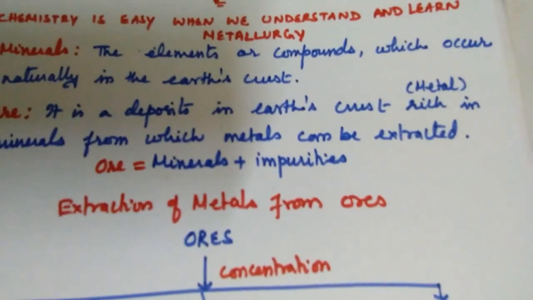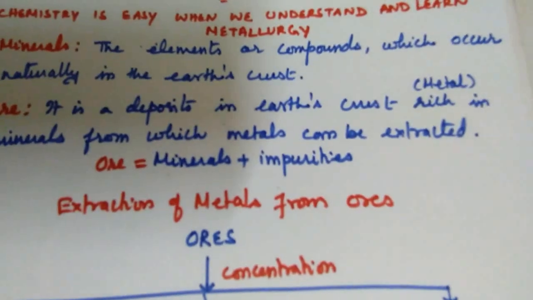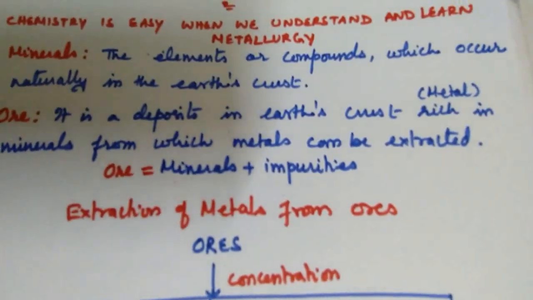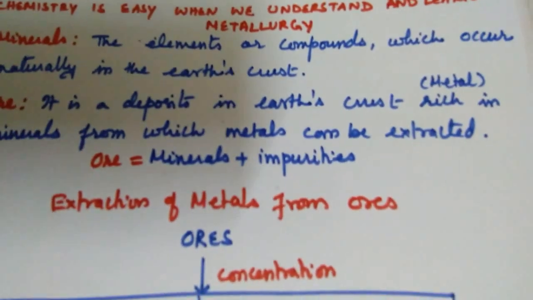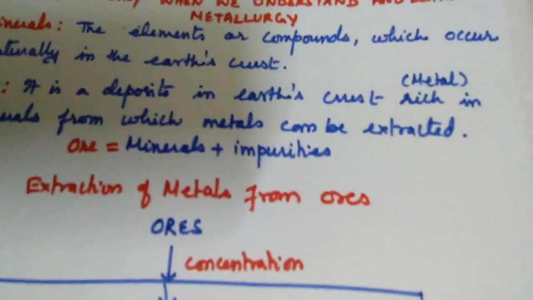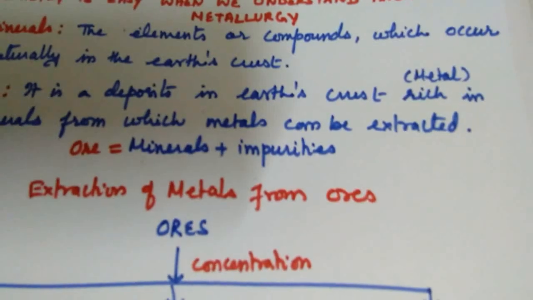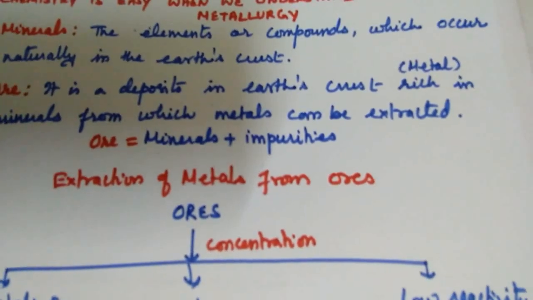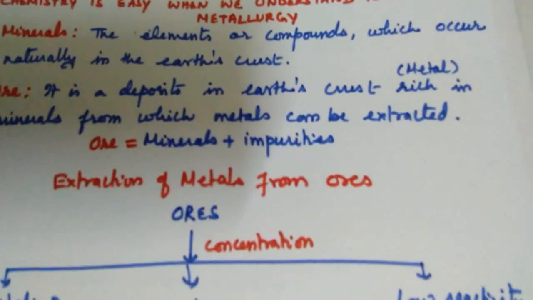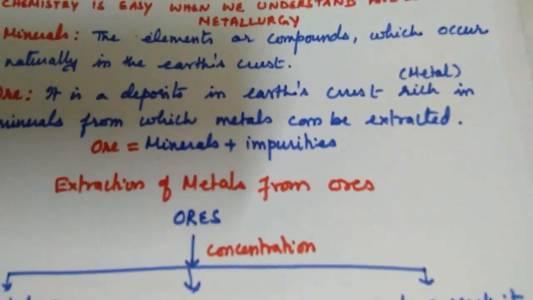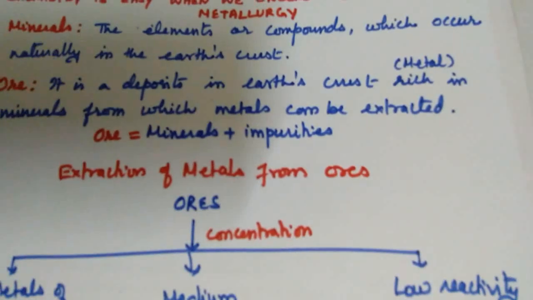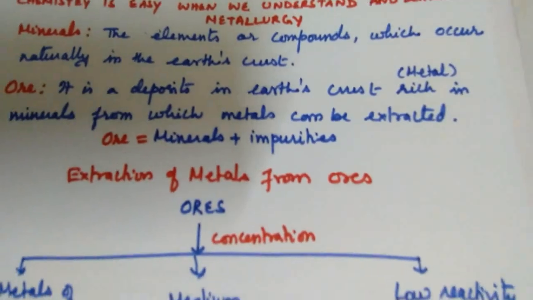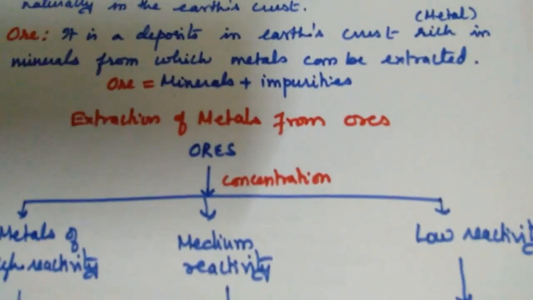What is ore? That mineral which is rich, which can be extracted as metal, I call that an ore. We can identify minerals on the earth's crust, but they will not be of higher percentage or richness. The deposit on the earth's crust which is rich in that metal, and which can be extracted on mining it, I call an ore. Ore is equal to mineral plus impurities.